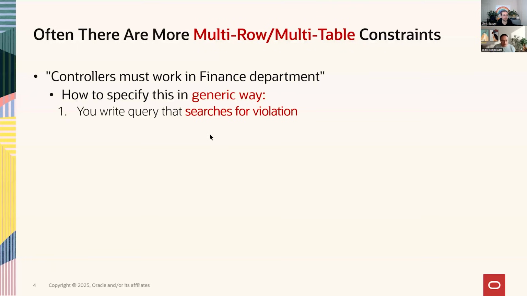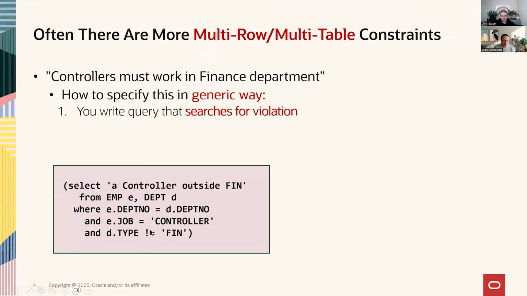Now, how do we specify these types of constraints in a generic way? Now, the way to do that is to write a query that searches for a violation. So let's try and find a controller that does not work in a finance department. Yeah, it's a very simple query. You join emp and dept, and you look for a controller whose department is not of type finance.